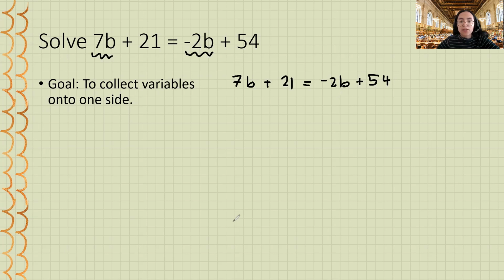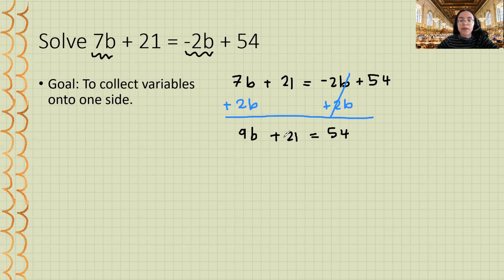So I am going to add 2b since this is minus, and I do the inverse, and then these will cancel, and I am left with 9b plus 21 is equal to 54. And we've seen these kinds of equations before. And in order to solve for this, we would simply use our inverse operations.